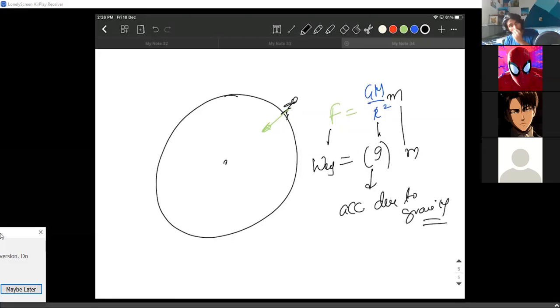So when somebody is talking about acceleration due to gravity, they're basically asking you to find the gravitational field itself. Again, like I said, those two are a bit different. But when you're trying to find the magnitude, you can totally find the magnitude of the gravitational field and put it as gravitational acceleration due to gravity. It's totally fine. All right.